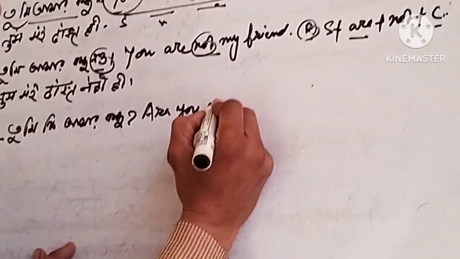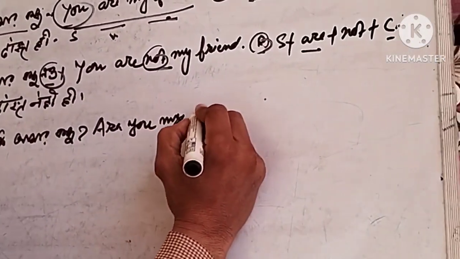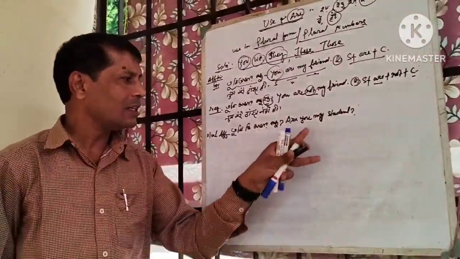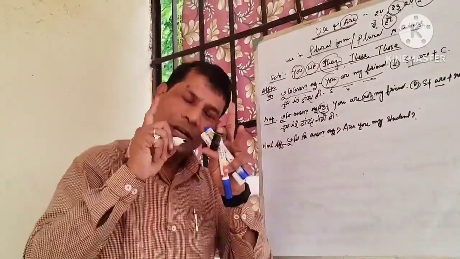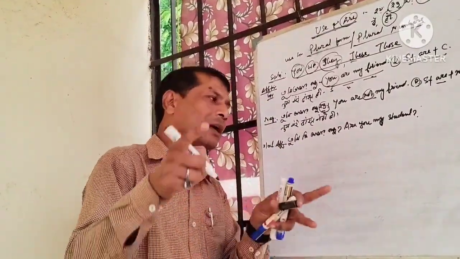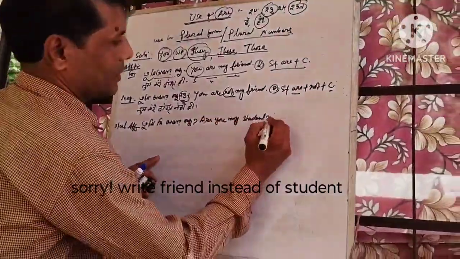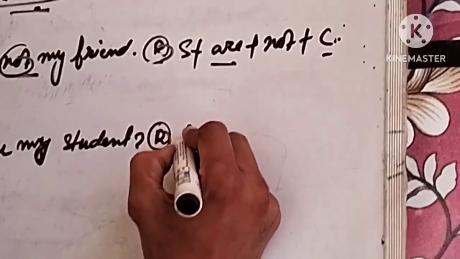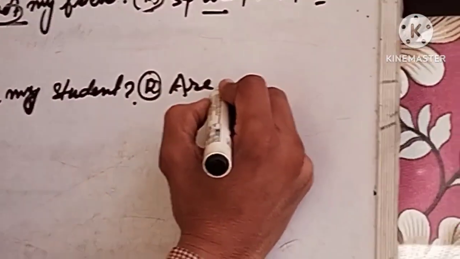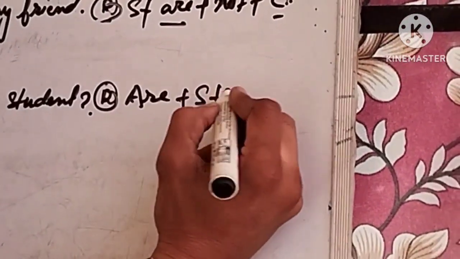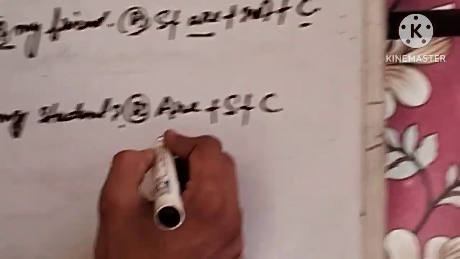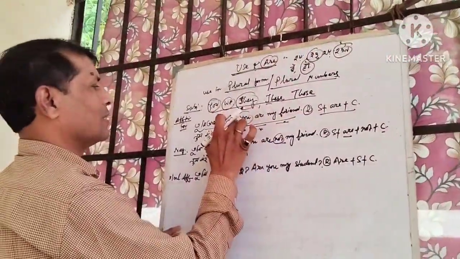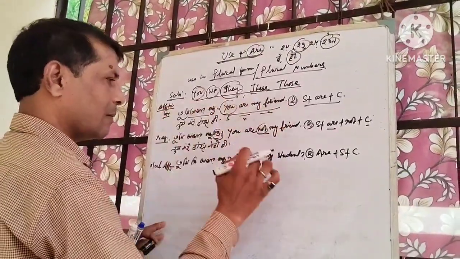Are you my student? Clear? In an interrogative sentence, you always have to use the helping verb before the subject. The rule is: are plus subject plus complement. Only use are, as in a simple basic sentence, before the subject. Are you my friend? Clear?